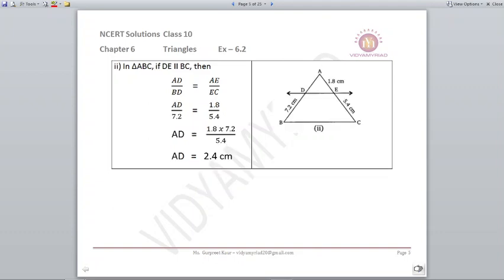In the second figure, again we have DE parallel to BC, and we will use the BPT theorem that AD upon DB is equal to AE upon EC. We don't know AD, so AD upon 7.2 is equal to 1.8 upon 5.4. We can find AD by cross multiplying, which comes out to be 2.4 centimeters.